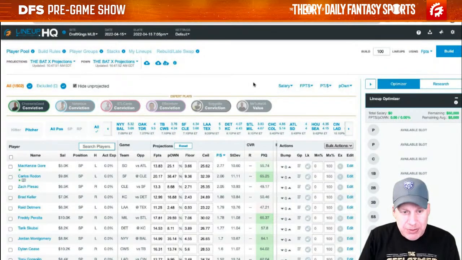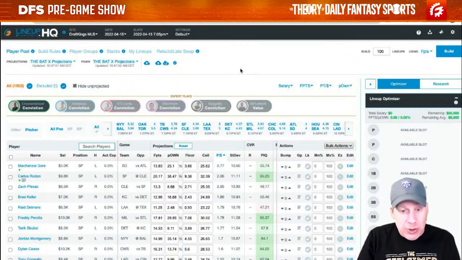Build one lineup by hand without Lineup HQ. Don't even look at it. Just build one lineup by hand. Now build a second lineup by hand, ones that are good, that you would consider good lineups that you want to play in whatever size contest you play. Now build a third lineup. Now build a fourth, then build 20 of them by hand. Build 50 of them by hand. Build 150 of them by hand.